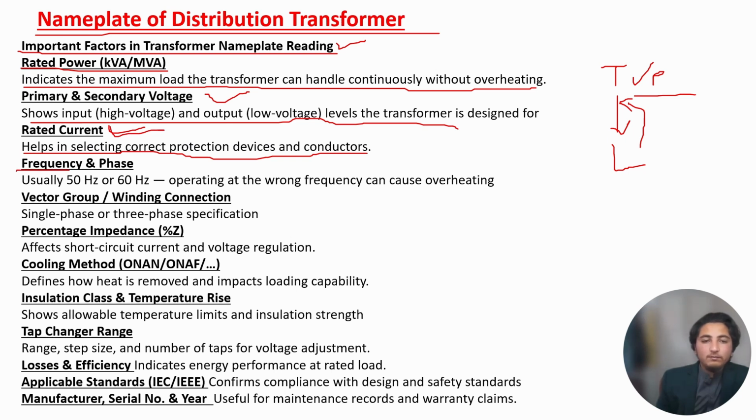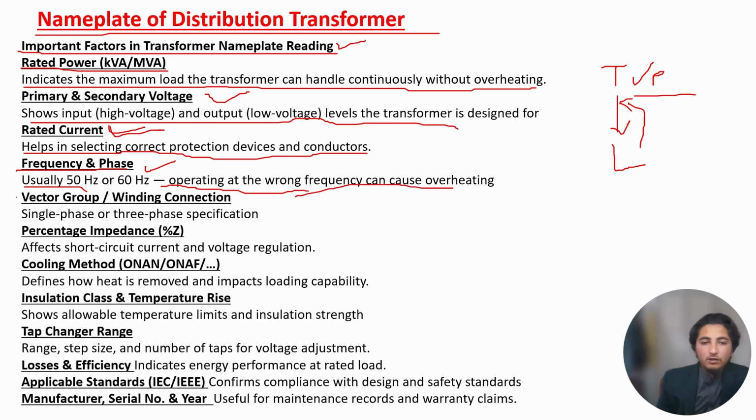The next one is phase and frequency. Usually a 50 Hz frequency transformer is used in Pakistan, and in the US 60 Hz is used. So this is for the purpose of operating our system. If we operate our system on the wrong frequency, that results in overheating and can damage our system.